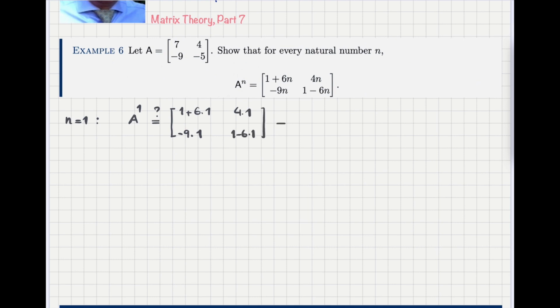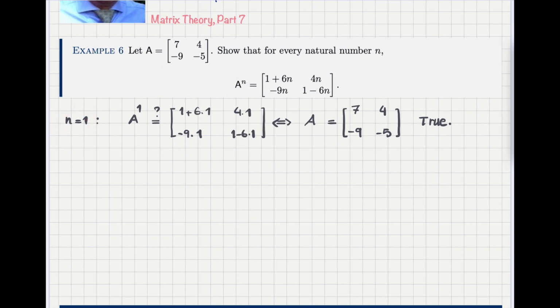But we know that this statement is itself equivalent. A to the power 1 is just simply A, and then 1 plus 6 times 1 is 7. The other entries are 4, minus 9, and minus 5. If you compare it with the given matrix, you see that this statement is true. When this statement is true, this statement is also true because they are equivalent. So it means that this statement is true for n equals 1.